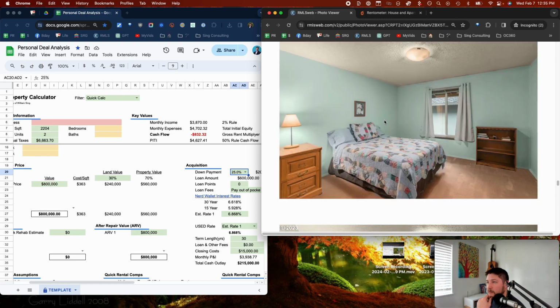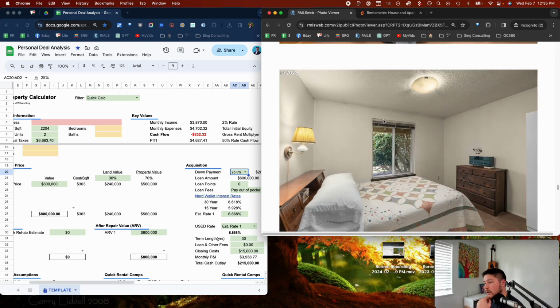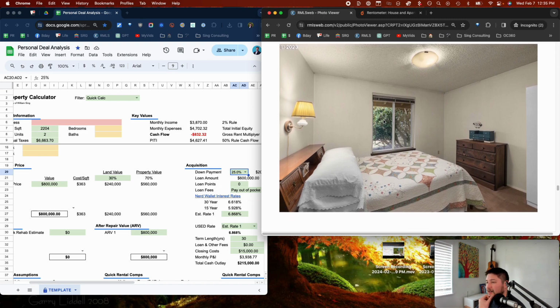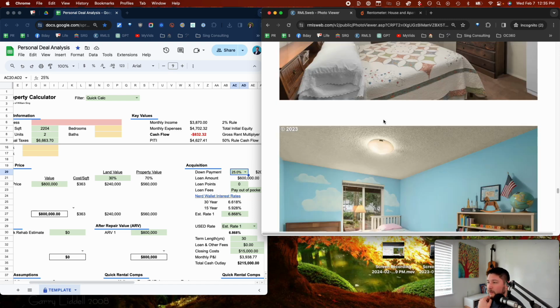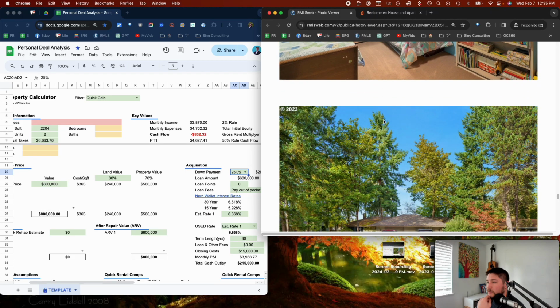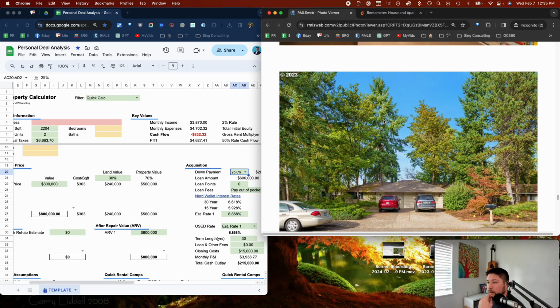I can notice that there's some popcorn ceilings that may or may not be something that I'd replace. Honestly, if they're not being disturbed, they're usually not a huge problem, so just something to consider. And then it does have parking in a garage, which is a big thing.